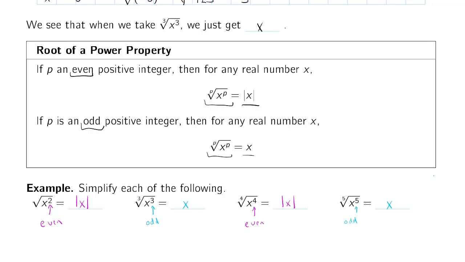And this is something that we need to keep in mind when we're simplifying radicals. Other than this, everything works the way that we think it does. We can take the pth root of the pth power. It's just that if p is an even number, we have to take the absolute value. We have to make the result positive.